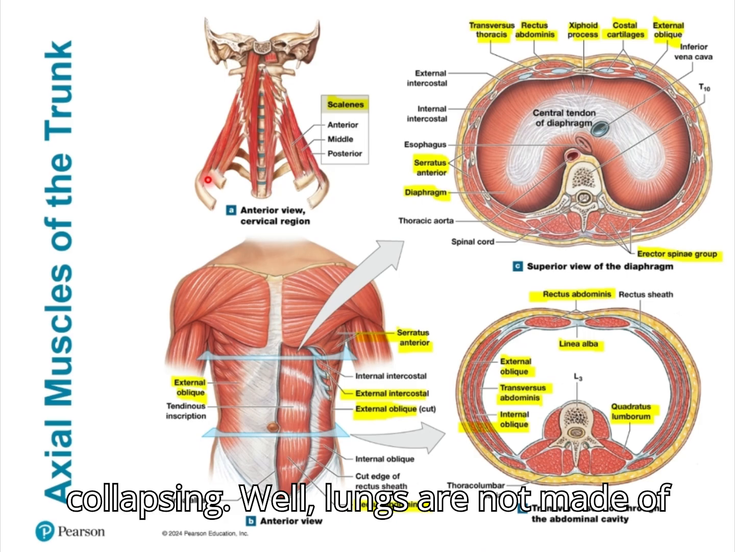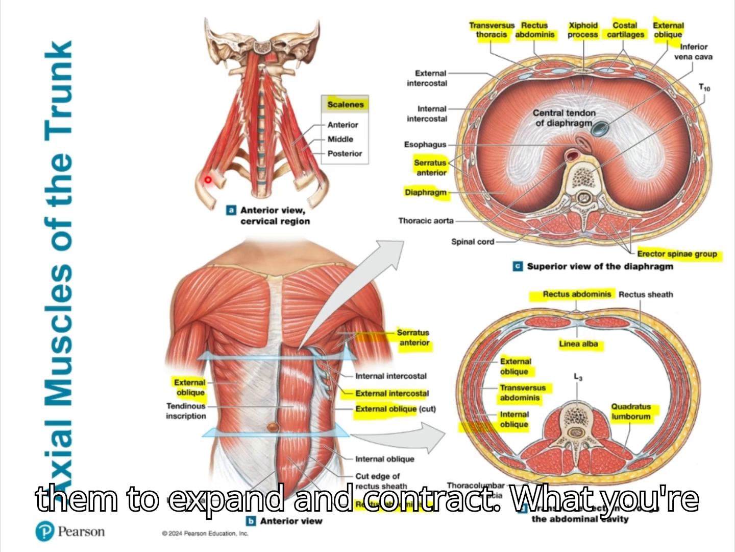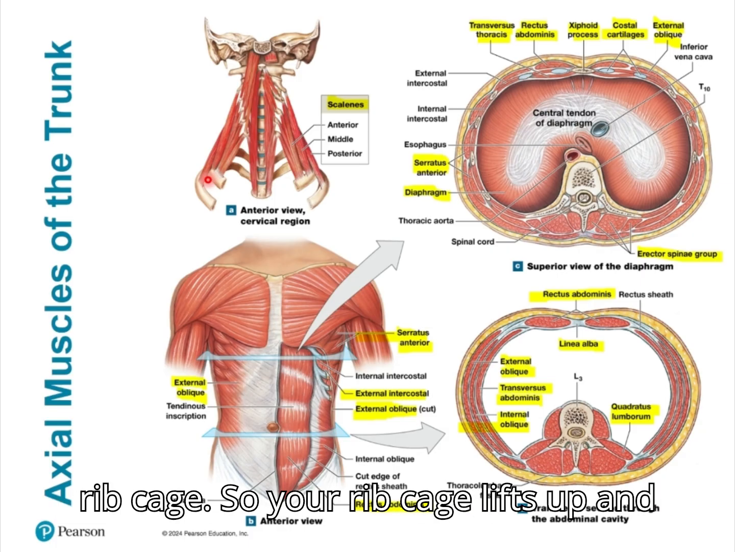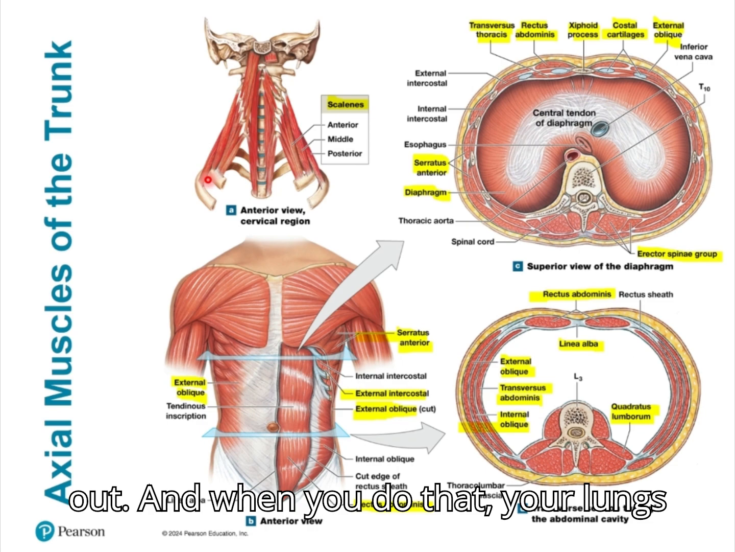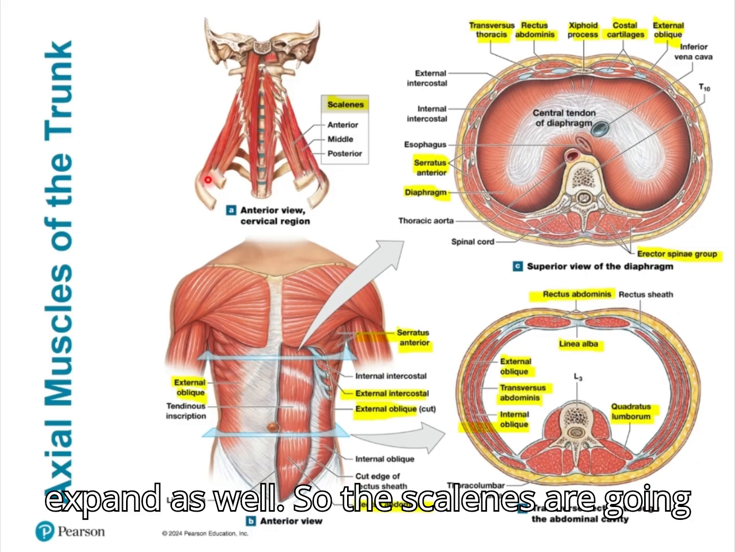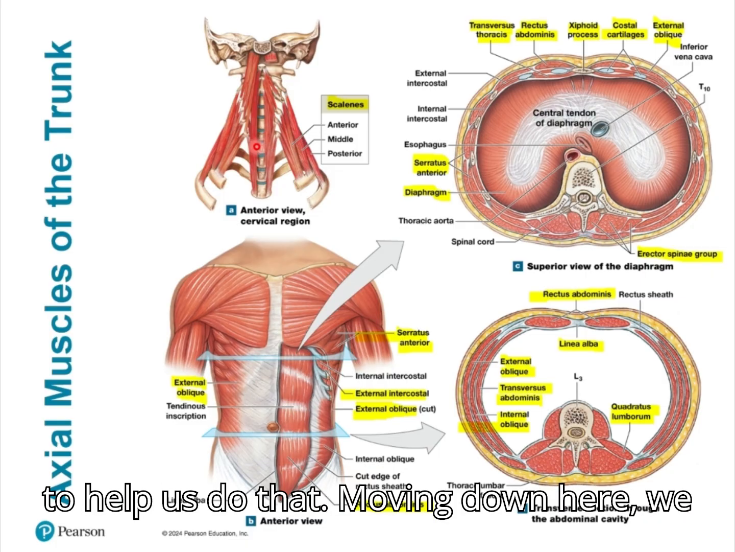Well, lungs are not made of muscle tissues that are going to allow them to expand and contract. What you're actually expanding is going to be your rib cage. So your rib cage lifts up and out, and when you do that, your lungs basically come with it, which allows them to expand as well. So the scalenes are going to help us do that.